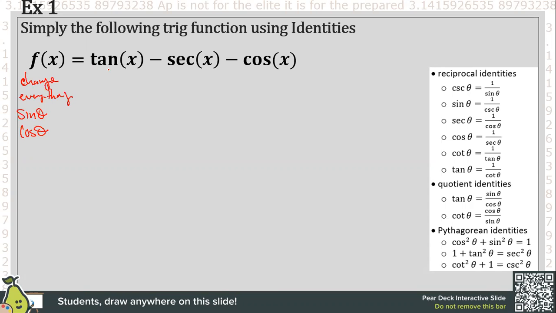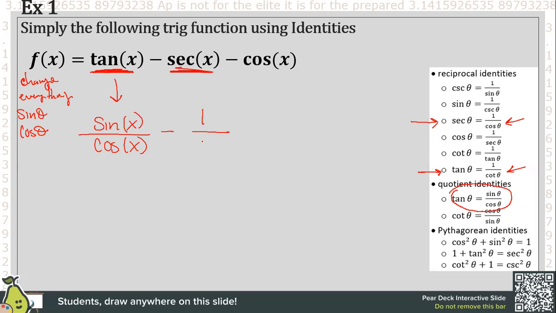So we have tangent. If I want to convert tangent to sines and cosines, as much as I want to say, oh, tangent, that is 1 over cotangent, sure, that is true, but I want to change it into sines and cosines, so tangent is sine divided by cosine. So let me substitute: sine x divided by cosine x, minus my secant. Secant, we can see right here, the reciprocal is 1 divided by cosine of x. Last but not least, cosine is already a cosine, so I'm not going to mess with it. I'm just going to drop it down. That is cosine of x. Okay, this right here is my simplified version of this.